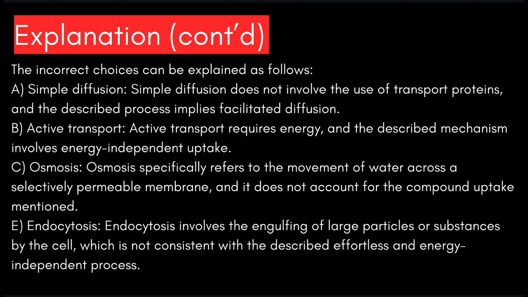Let's go ahead and see why the other answer choices are incorrect. Simple diffusion. Simple diffusion does not involve the use of transport proteins, and the described process implies facilitated diffusion. Active transport. Active transport requires energy, and the described mechanism involves energy-independent uptake. Osmosis. Osmosis specifically refers to the movement of water across a selectively permeable membrane and does not account for the compound uptake mentioned. Endocytosis. Endocytosis involves the engulfing of large particles or substances by the cell, which is not consistent with the described effortless and energy-independent process. Let's move on.